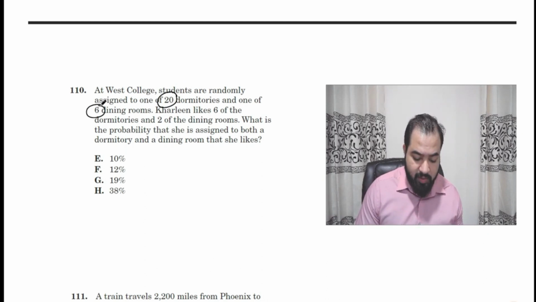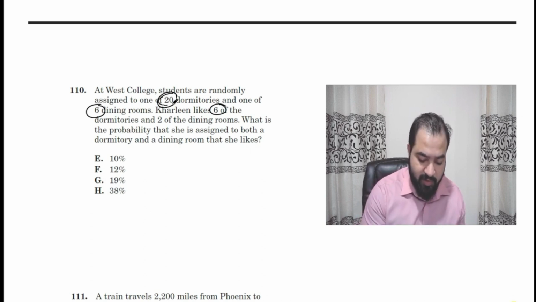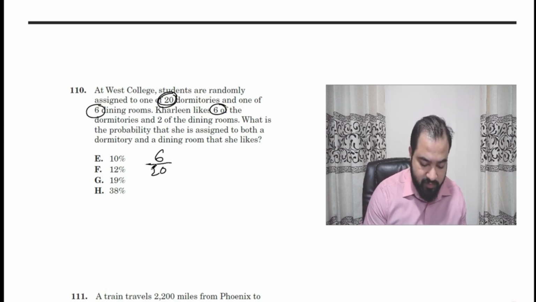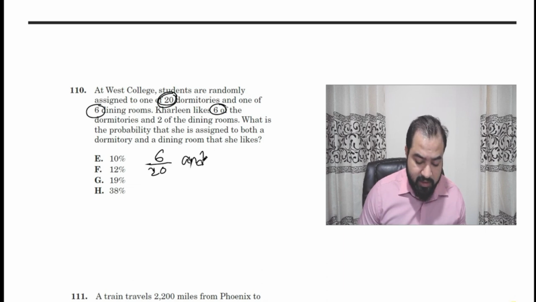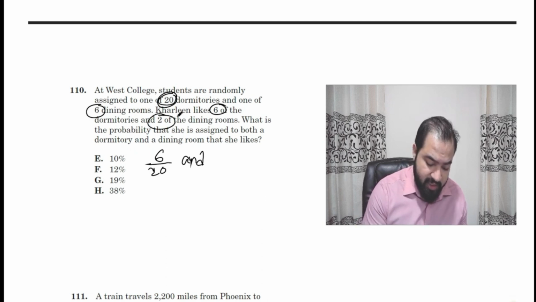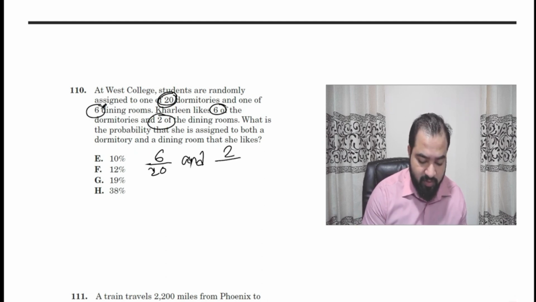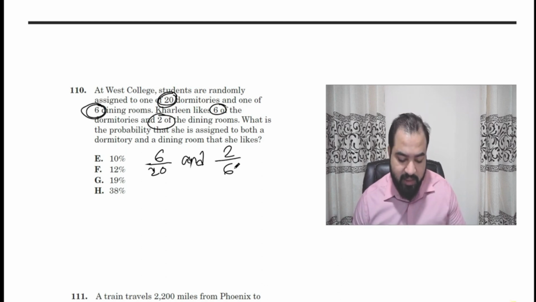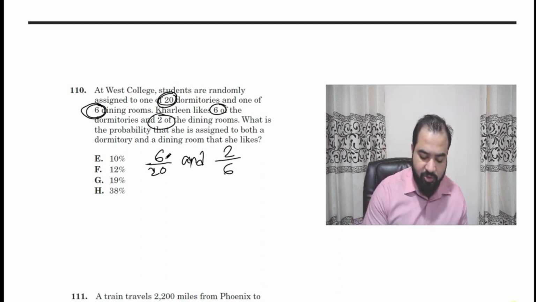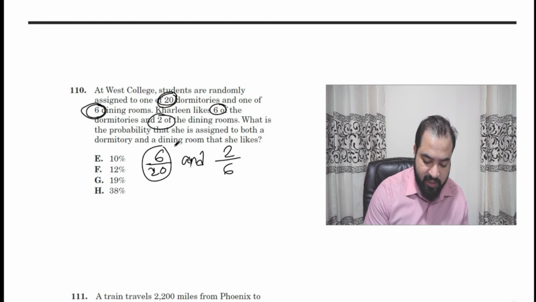Now, Caroline likes 6 of the dormitories. She likes only 6 of them out of 20. So she likes 6 dormitories out of 20. And it says she likes only 2 of the dining rooms. So 2 out of how many dining rooms? 6 she likes. Now, what is the probability that she is assigned to both a dormitory and the dining room she likes? So this and that.